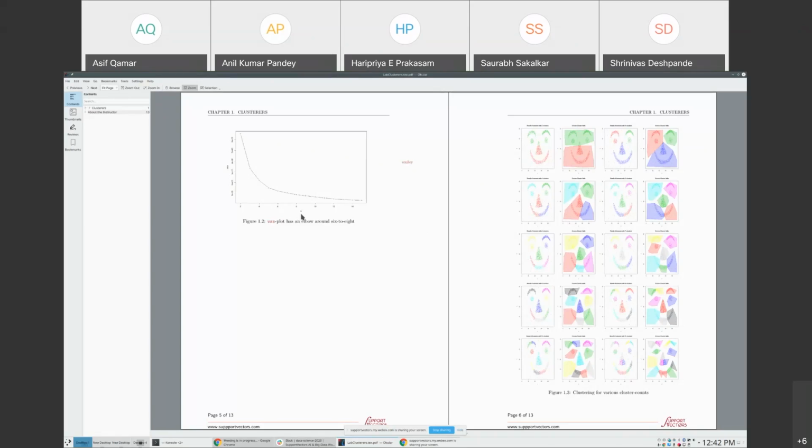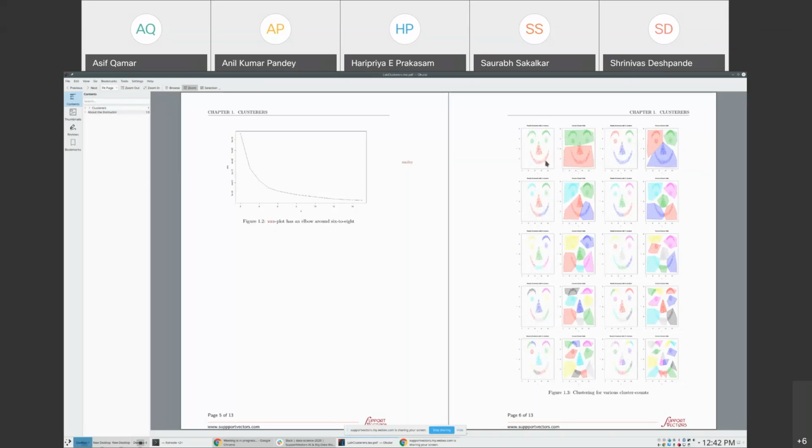Maybe 5. Or maybe 3, as Haripriya said. So you can choose, but is the elbow very clearly visible? No, not clearly visible. So this is a clear sign that either the k-means clustering is not doing a good job or the data is truly not clustered. Well, in this case, we already visualized the data and we know there are clusters. So this is a clear hint that k-means clustering is probably not doing a good job.